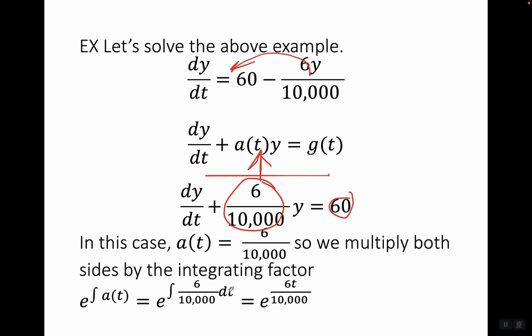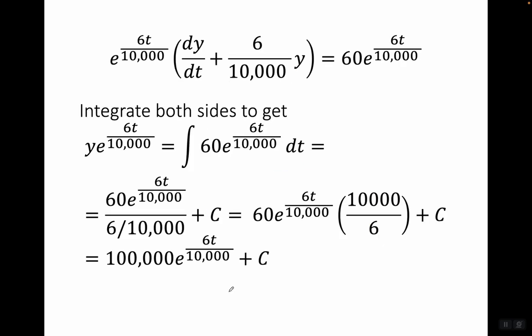The antiderivative of 6 over 10,000 is 6 over 10,000 t, in other words, 6t over 10,000. So we multiply both sides by the integrating factor, e to the 6t over 10,000, on both the left and the right sides. We integrate both sides to get this. Again, the left side looks so complicated, but it always works out to be y times the integrating factor. So just don't sweat, okay? Just hang on. It's fine.